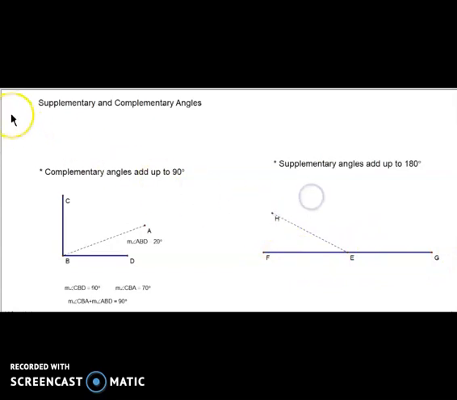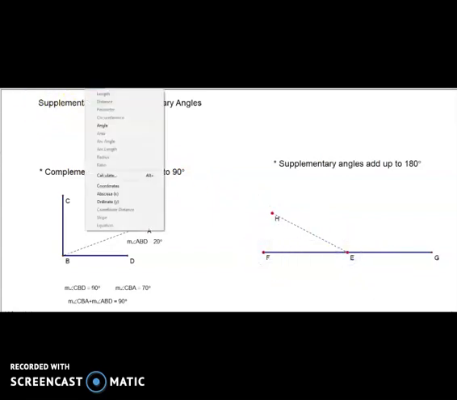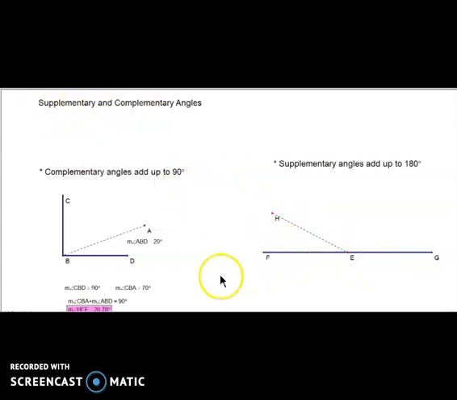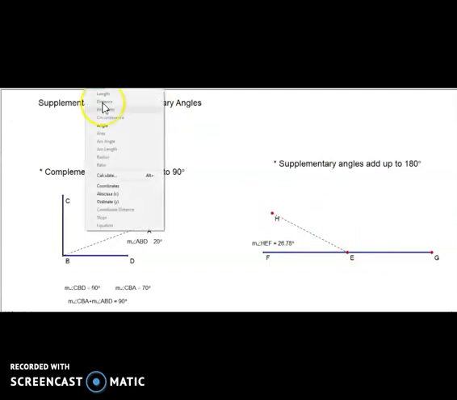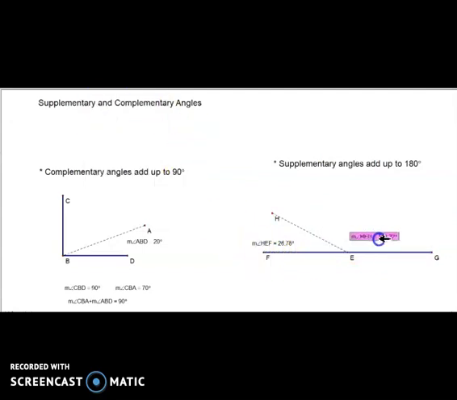So let's measure those angles. So what is the angle measure HEF? The measure of that angle is going to be, so I have it right here, it's 27 degrees. And let's measure this angle, HEG. On the other side, let's measure that angle. So measure that angle, and we get 153. Let's make it into units. So as we see, 27 plus 153 adds up to 180.